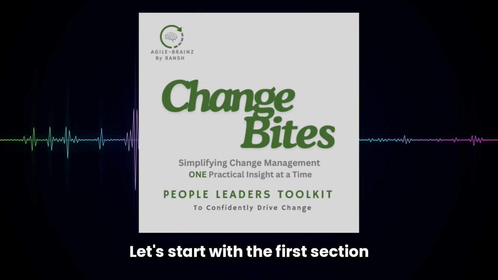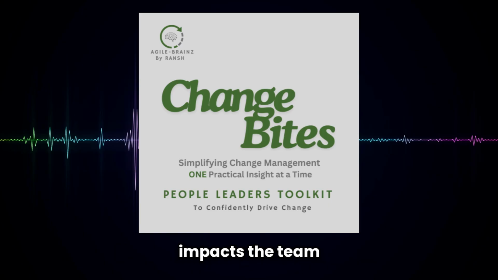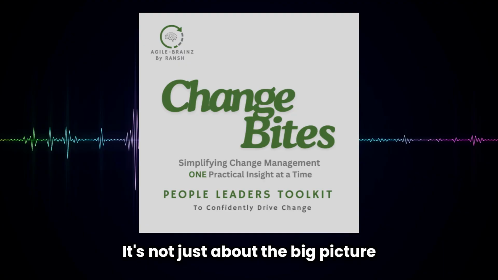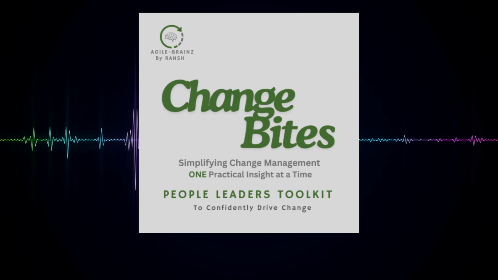Let's start with the first section, context and purpose. Leaders need to understand why the change is happening, what the system will improve, and how it impacts their team. It's not just about the big picture, it's about answering what's in it for me and for my team. When leaders get the why, they are much more confident sharing the message with others.